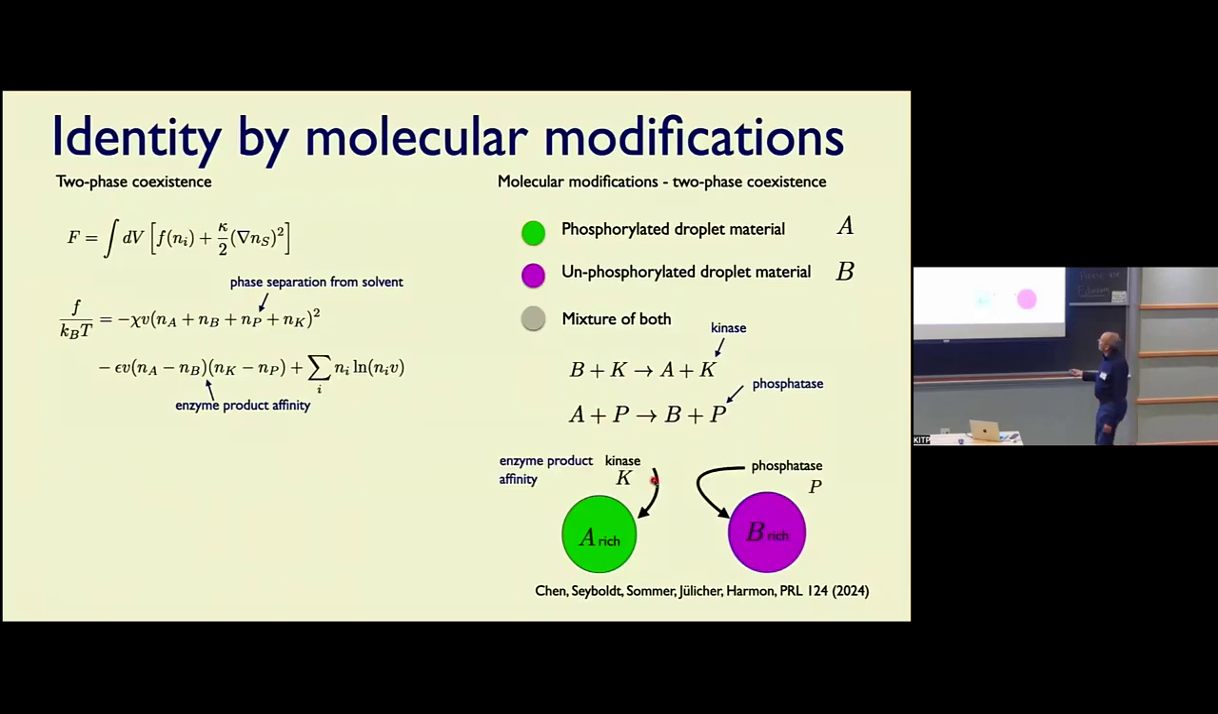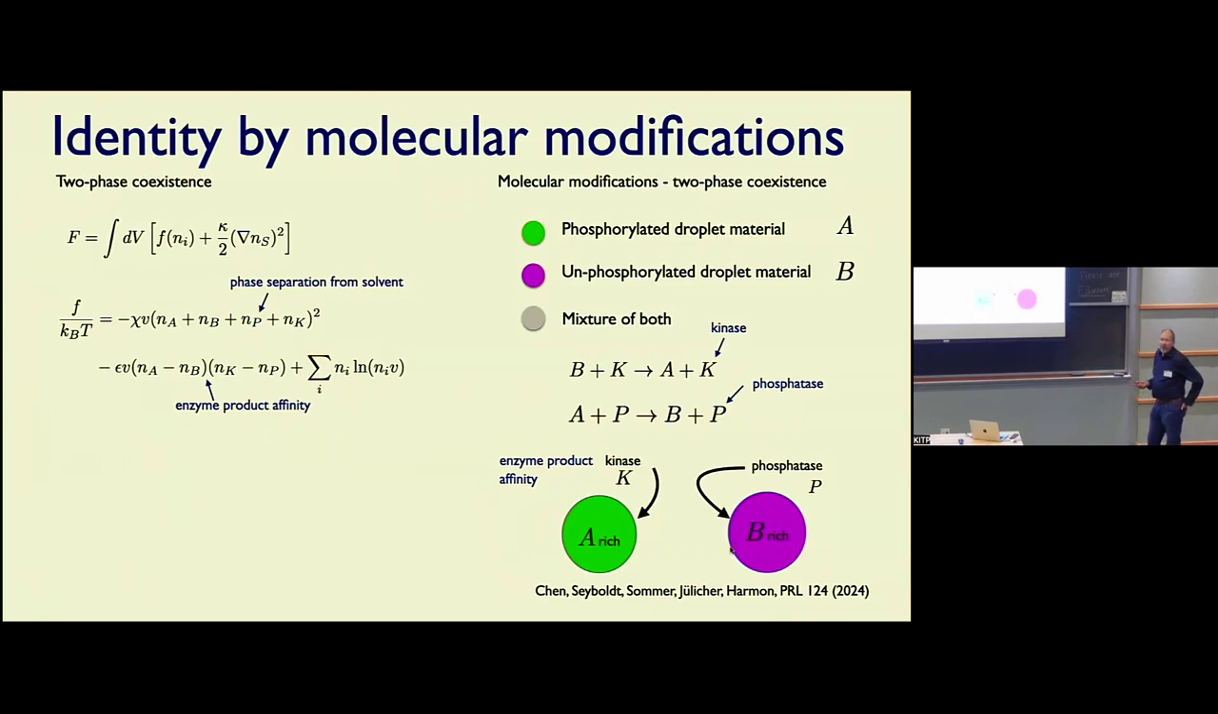when the enzyme tends to partition in an environment which is rich in its own product. So the kinase would tend to partition into an A-rich phase, the phosphatase into a B-rich phase. And then we can use this sort of enzymatic specificity to generate identities of droplets. We call this droplet differentiation.